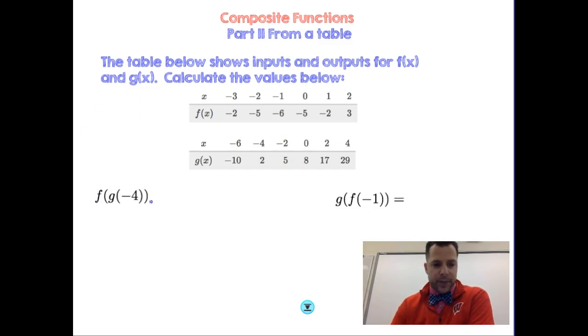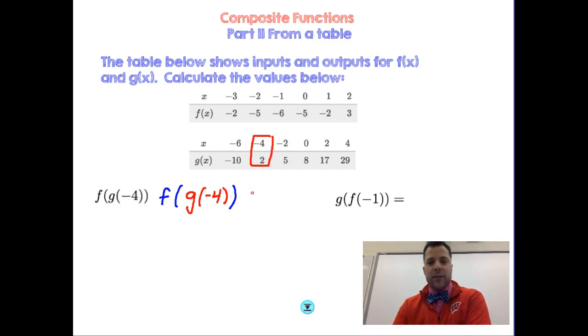If we look at this first example, we want f of g of -4. So the first thing that you need to find is g of -4. We're going to look down here at -4, and when you plug -4 into g, you get 2.